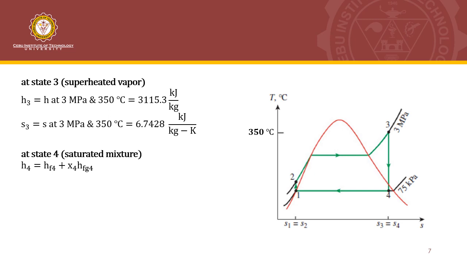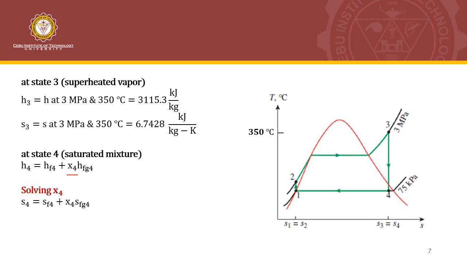But before that, we need to get the value of H4 by using the relationship that if it is a mixture, we can use this relationship. H4 is equal to the enthalpy of the liquid at point 4 plus the quality represented by this X4 multiplied by the latent heat of vaporization at 4 or HFG4, or simply the difference between HG and HF in the steam table. We need to solve for X4 for us to get the value of H4.